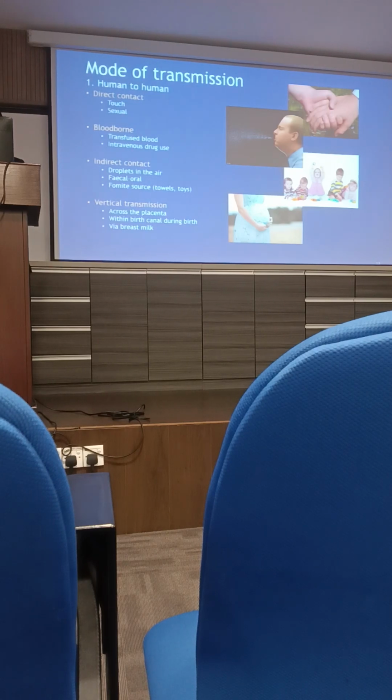Okay, so generally they can be transmitted, number one, from human to human through touch, or sexual activity, via blood-borne, via contaminated blood that is transfused, or through IV drug use. Indirect contact from the droplets in the air, fecal-oral, and fomite. Fomites are inanimate, non-living objects, which can be a mode of transmission, like sharing of towels, and children in the nursery sharing toys and so on. They can also transmit infection through these fomites or inanimate objects. That is the indirect contact.